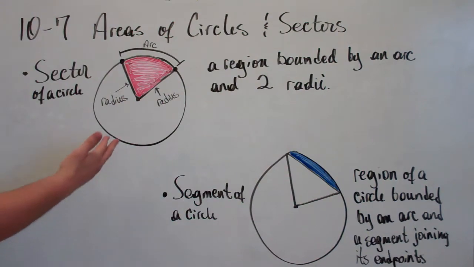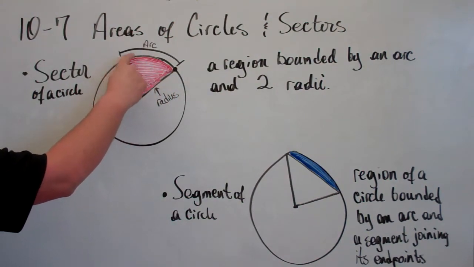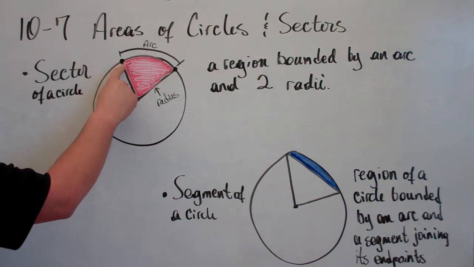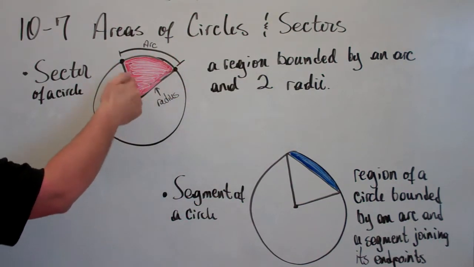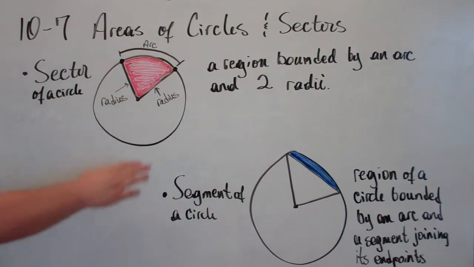So as you can see here, we have an arc, which is the part of the circle between these 2 points, and then we have two radii. So that red shaded region is a sector of that circle.